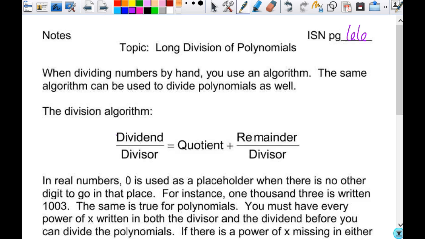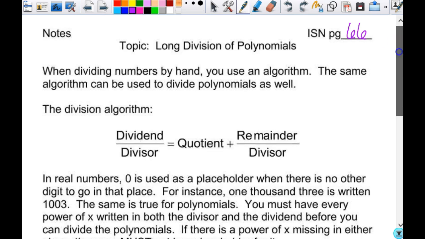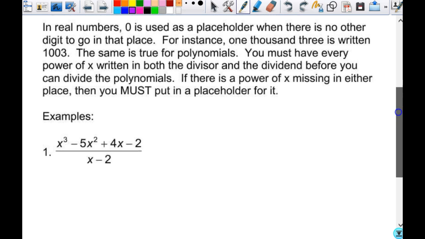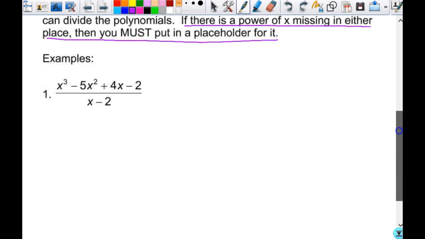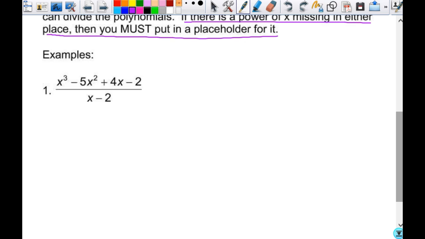Okay, so 0 is used as a placeholder. Got to make sure that we do that. So for instance, 1003, and it kind of explains all that. But it does say, if there is a power of x missing in either place, you must put in a placeholder for it. This long division is important. The long division is going to lead us into synthetic division, and that's actually how we could have done number 18. We had talked about this already. I knew it. Good. All right.